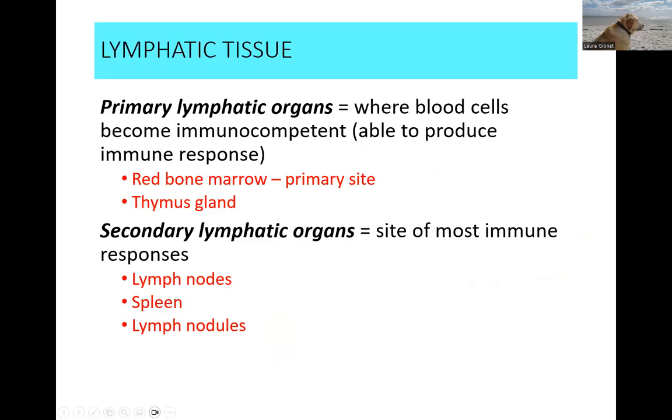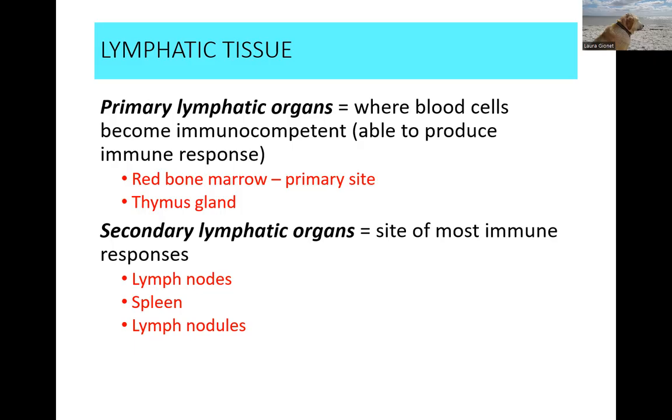We have primary lymphatic organs and secondary lymphatic organs. The primary lymphatic organs are where the blood cells that function in specific immunity and immunocompetence, it's called, come from. So we know that all blood cells come from red bone marrow. And that is where your erythrocytes, all your white blood cells, and your platelets are going to originate from. So the red bone marrow of spongy bone is going to be one of those primary sites. And so is the thymus gland that's in the chest.